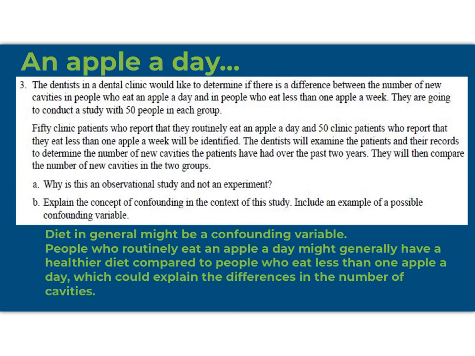So there are lots of things that you could have as a confounding variable. The important thing in statistics is that you support your answer. So for example, diet could be a confounding variable. People who routinely eat an apple might generally have a healthier diet compared to those who eat less than one apple a day. That could be what is explaining the response of differences in number of cavities. So just make sure that you support your conclusion by connecting it to both the explanatory and response variable.